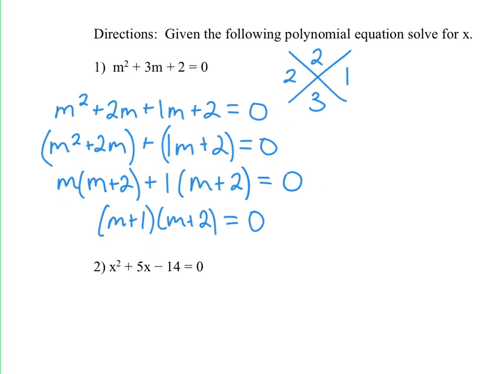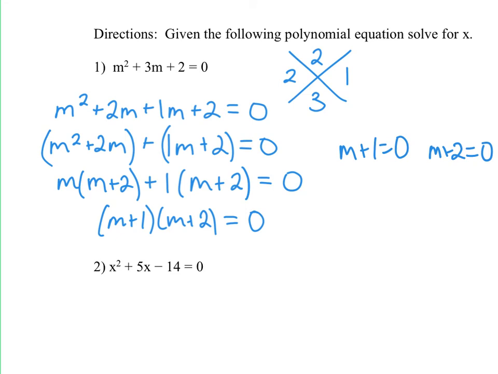And now what did we do last class when we got down to this point? We had them set equal to 0. Then we could break them apart, split them up. So m plus 1 is 0, and m plus 2 is 0. And now we just solve to get our two answers.